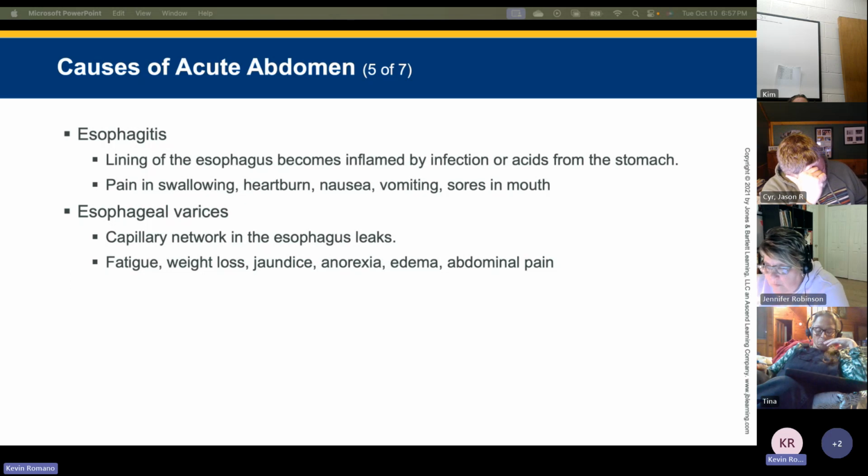Signs and symptoms include pain with swallowing and feeling like there is something stuck in the throat, heartburn, nausea, vomiting, and sores in the mouth. And then esophageal varices. Okay. That is nasty.